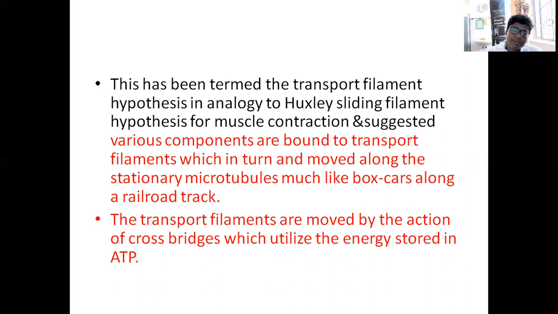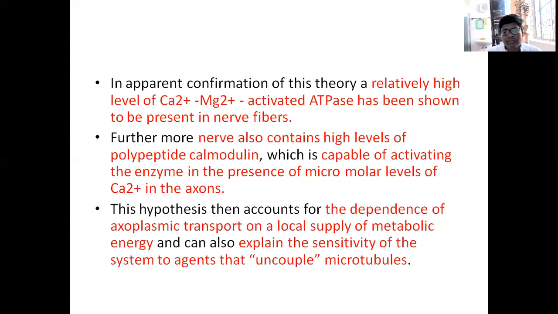The transport filaments are moved by the action of cross bridges, which utilize the energy stored in ATP. In apparent confirmation of this theory, a relatively high level of calcium-magnesium activated ATPase has been shown to be present in nerve fiber.